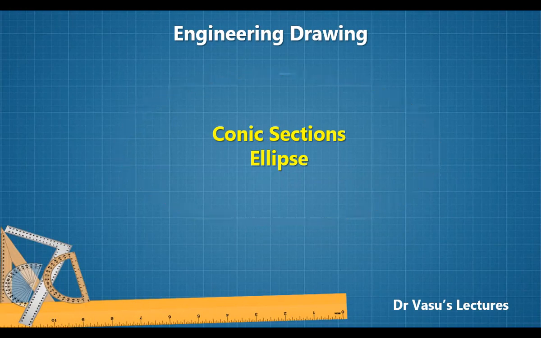Now let's see the conic sections today. What are conic sections? When a cone is cut in different positions, we get different shapes. They are ellipse, parabola, and hyperbola. Let us see how we get this.